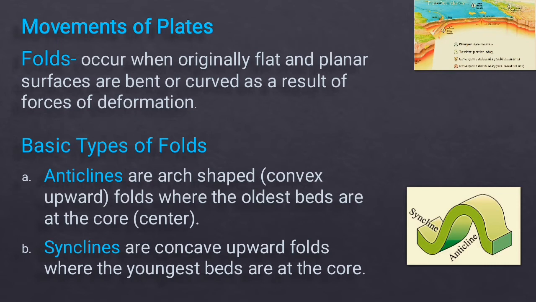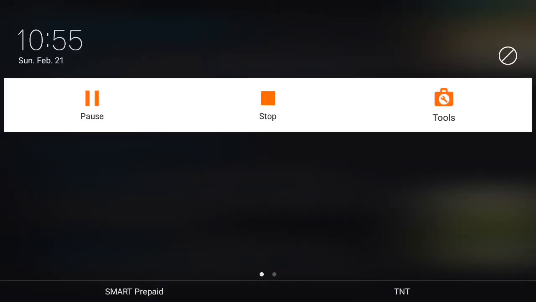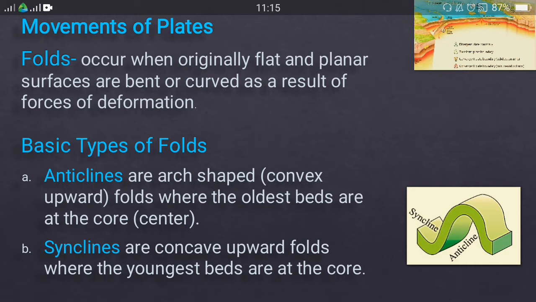The rocks that were originally deposited in horizontal layers can subsequently deform by tectonic forces into folds and faults. So folds constitute the twists and bends in rocks. Basic types of folds, we have anticlines. Anticlines are folded rocks that arc upward and dip away from the center of the fold, where the oldest beds are at the core or at the center.